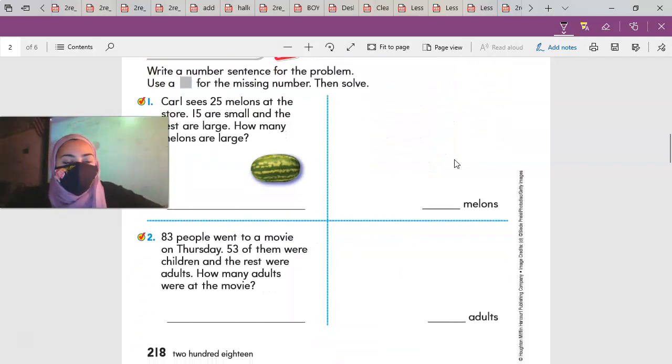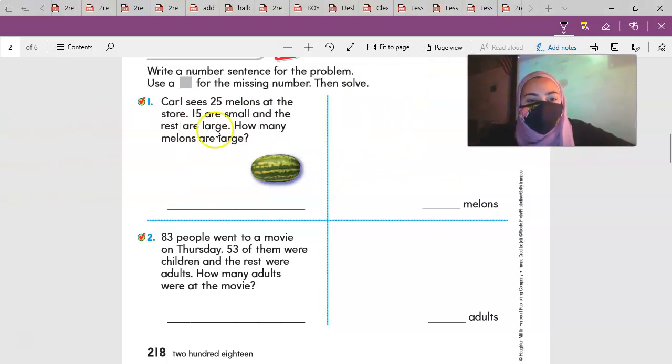Write a number sentence for the problem. Carl sees 25 melons at the store. 15 are small and the rest are large. How many are large? So use an empty box for the missing number. Let's go ahead and show our strategies. Carl sees 25 melons at the store. So all together he sees 25. So that's equals 25.